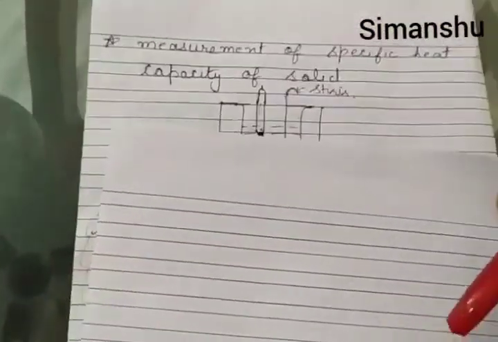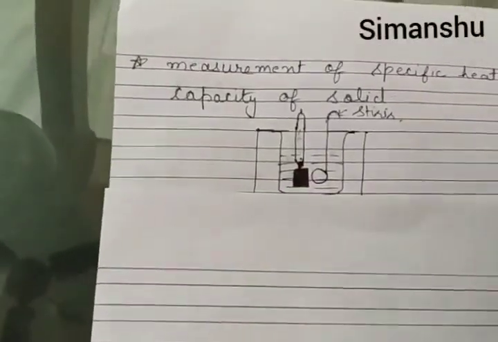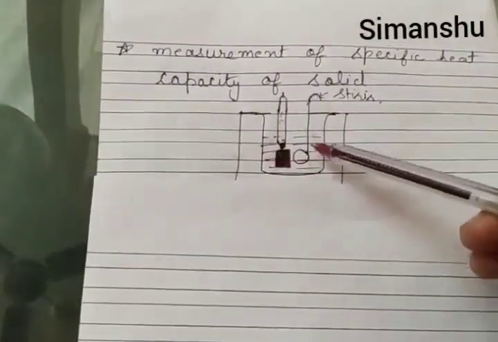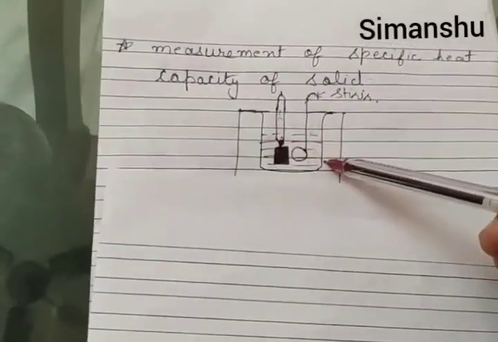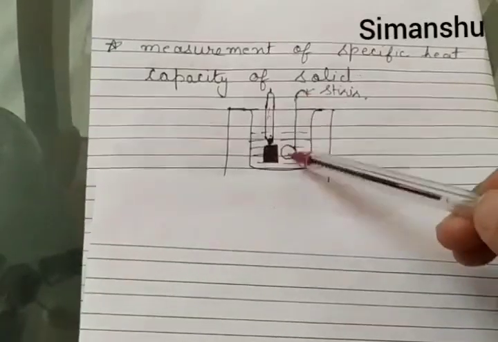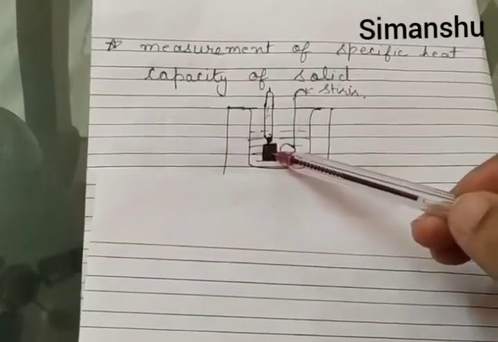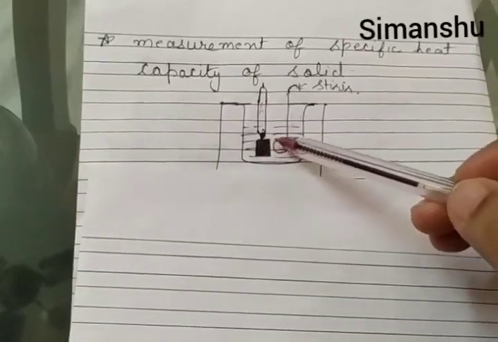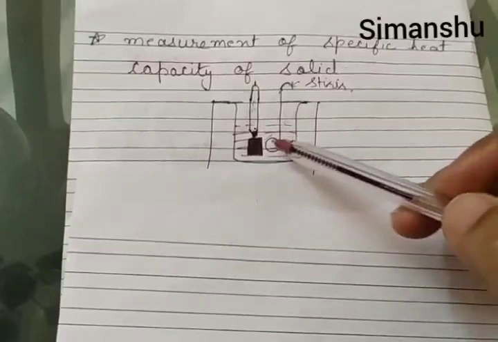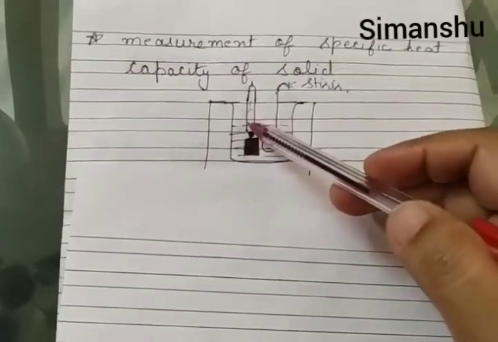I made it roughly for your convenience to make it clear to you. See here, if this is a calorimeter where water is already filled and we kept a hot substance. When we stir it, heat will flow from the hot body toward the cold one, and finally the system will attain a constant temperature.